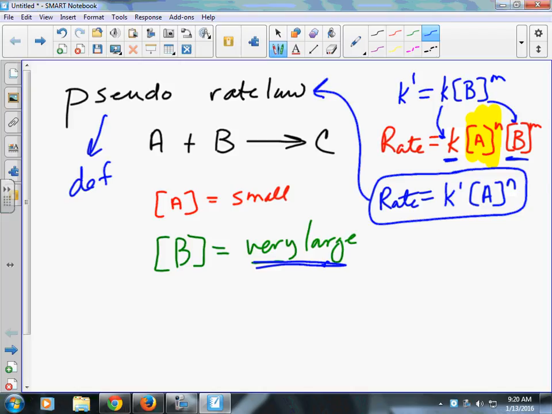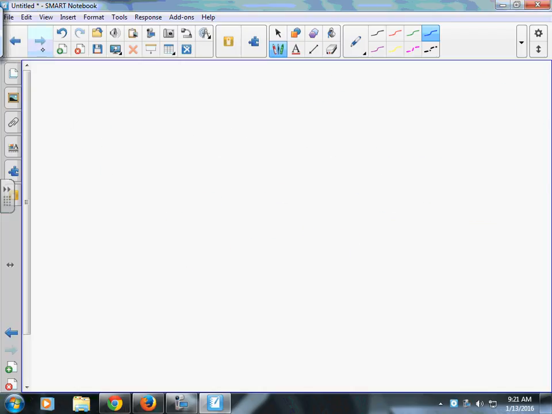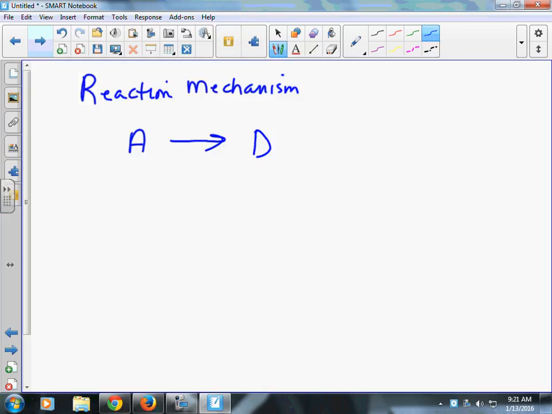Page 8 of your notes. Page 579 of your book. Reaction mechanisms. Remember at the beginning of this last week, we talked about how a reaction doesn't necessarily go directly from A to B.